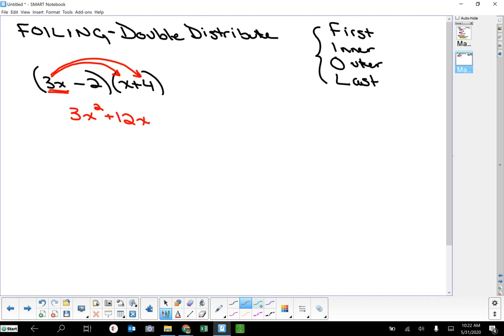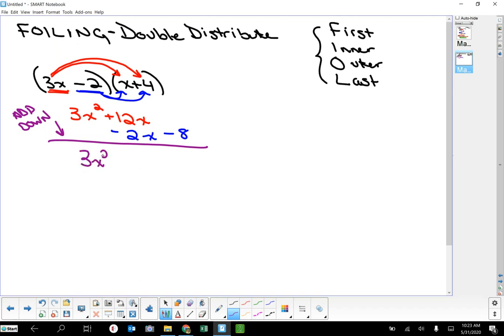Okay, and then I'm going to take the negative 2, the sign goes with it, and multiply by those two things. So negative 2 times x is a negative 2x, and a negative 2 times a positive 4 is a negative 8. And you'll notice how I put the like terms underneath each other. Then I'm simply going to add down, right, when I combine like terms. So I have a 3x squared, 12x minus 2x is a plus 10x. There is no other term with the minus 8, so that becomes my answer.